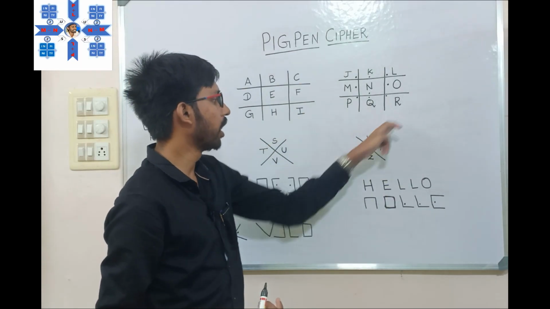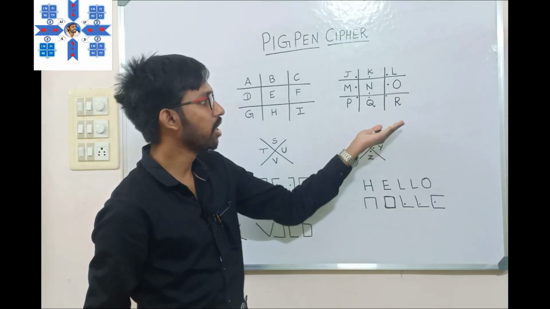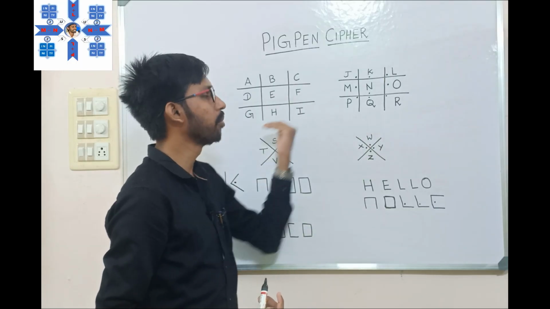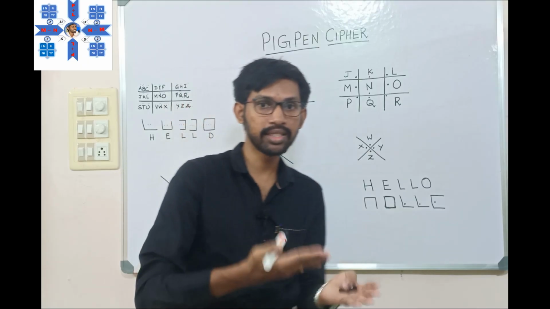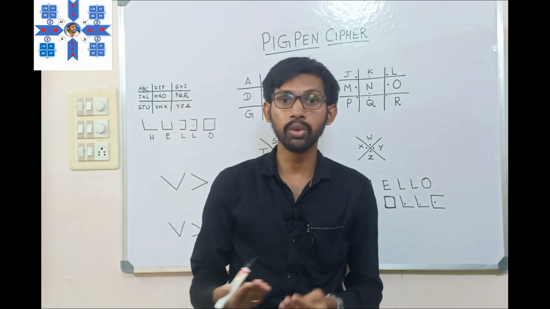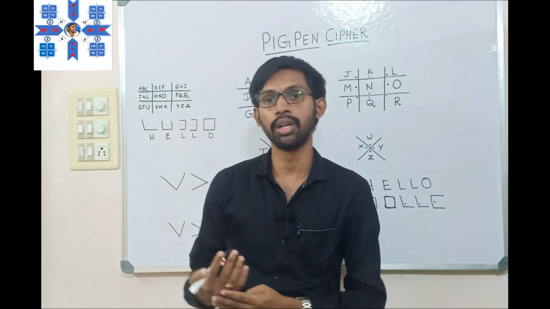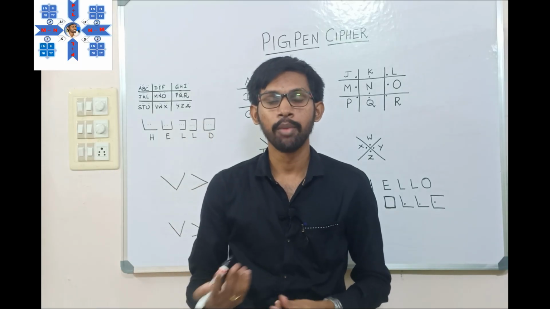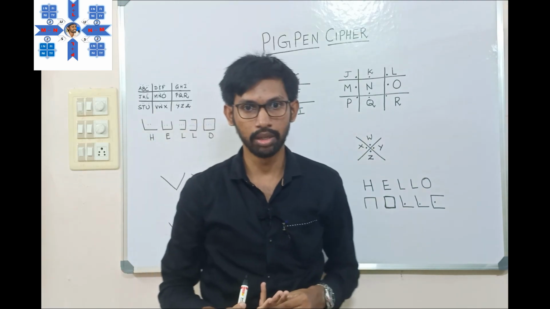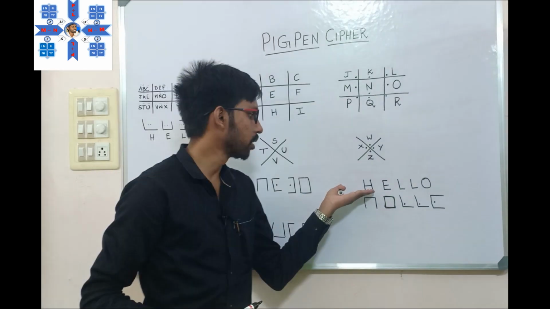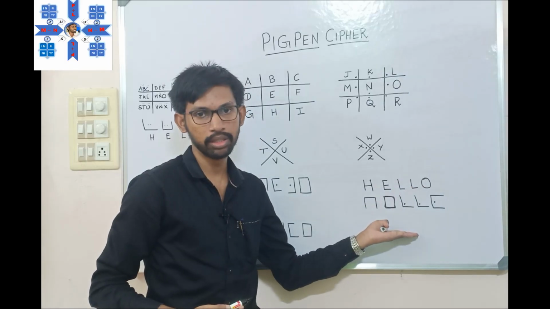So there I'll have 4 letters, and the remaining should be again a grid format. The remaining should be again an X format. So that can be a combination. Or people can use a grid X grid combination, or people can use a grid X combination. So in different ways they can adapt this pigpen cipher method. So this format is converting plain text into cipher text, right?